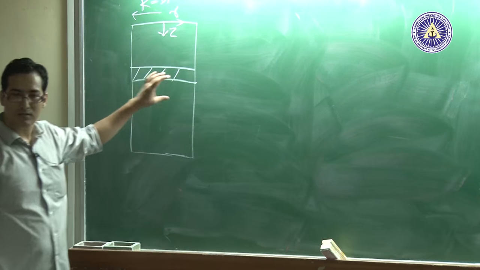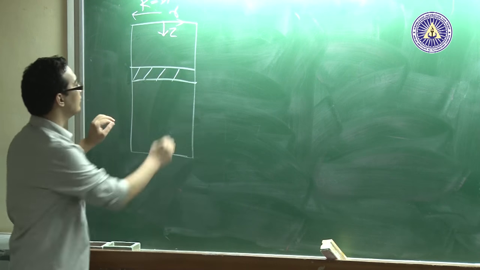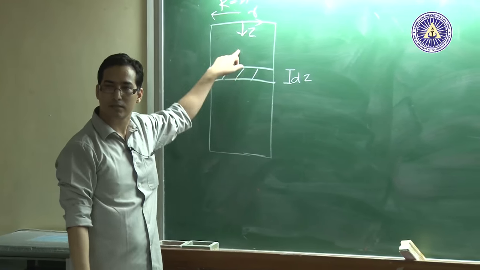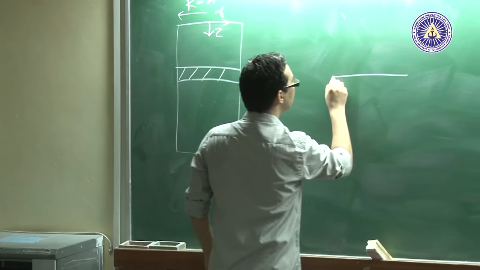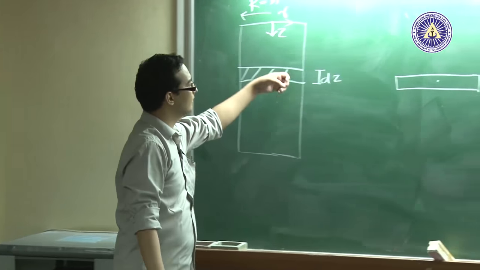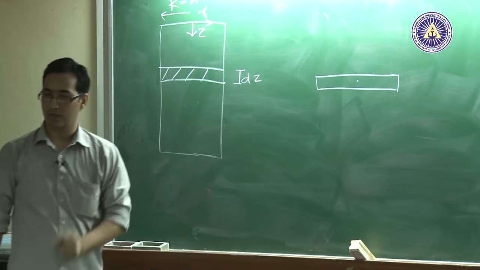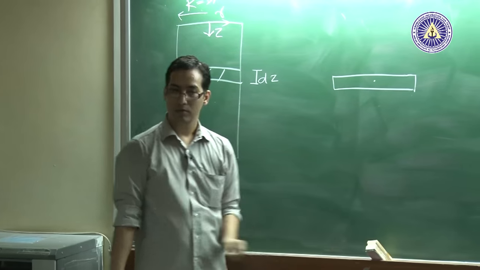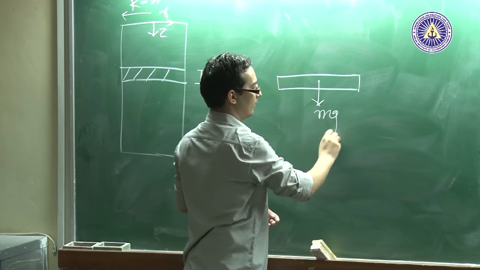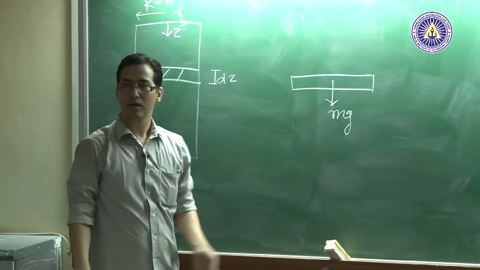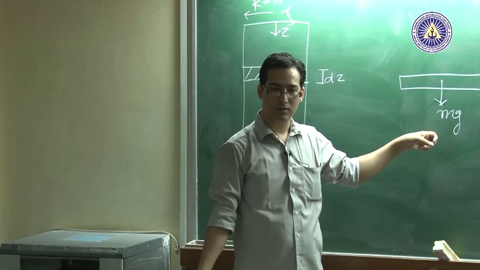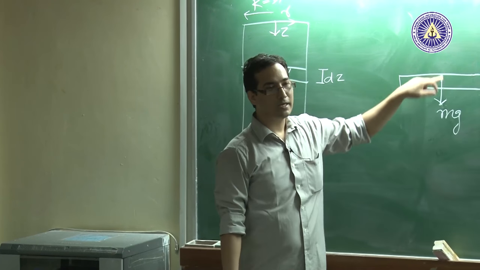If I just look at this slice of thickness dz, you'll have pressure at this end and this end. So if I just do a force balance, what forces do I get on this element of slice? We're talking about the liquid column for the moment. First force, weight, right? Are we getting something else as well? If there's weight, this should simply keep accelerating, but it's not. So there should be some other force, but pressure sides.